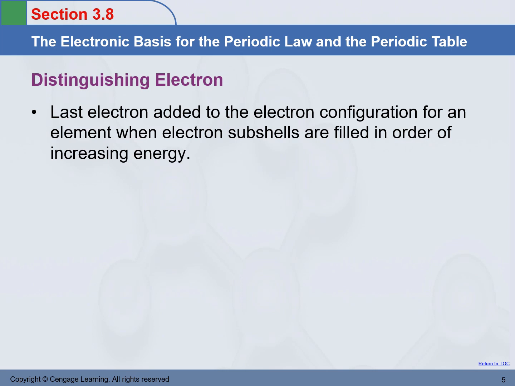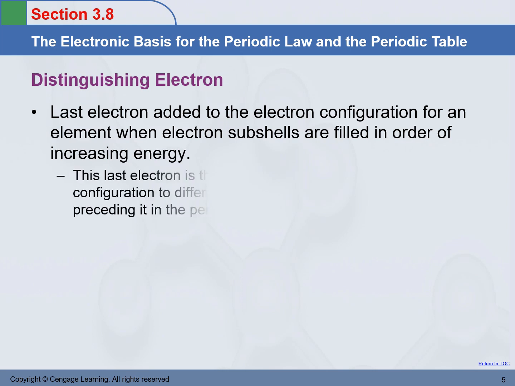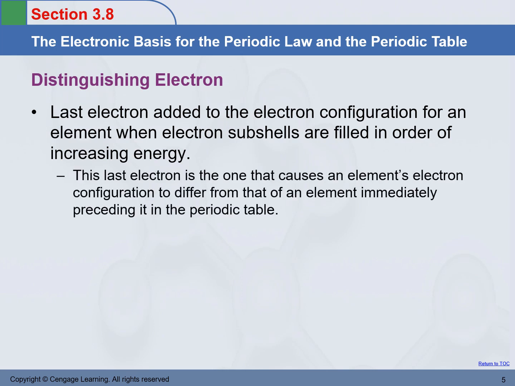Well, we just went through some of the electron configurations in the periodic table. We realized that it is the last electron added to the element that makes the element's electron configuration different from the one preceding it. So it is the last electron added to the atom that makes the element different from the one before it. So that electron is called the distinguishing electron. That's it for today.